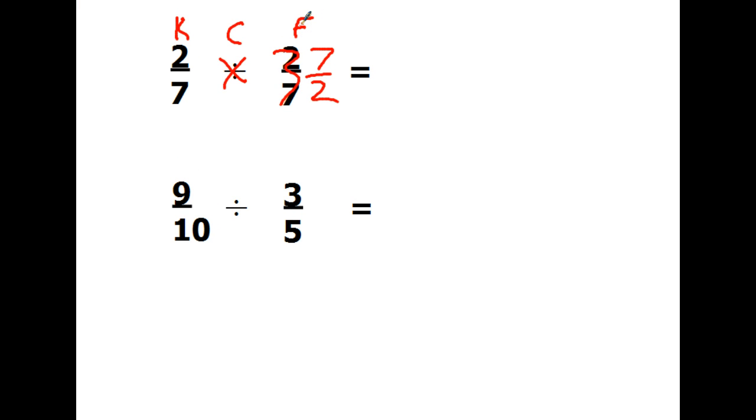And then do my multiplying. Top times top, 14. Bottom times bottom, 14. 14 divided by 14 equals 1. So if I take a fraction and divide it by the same fraction, I'm going to get 1. Because if I take any number and divide it by the same number, I'm going to get 1.